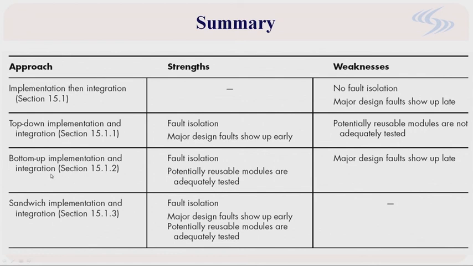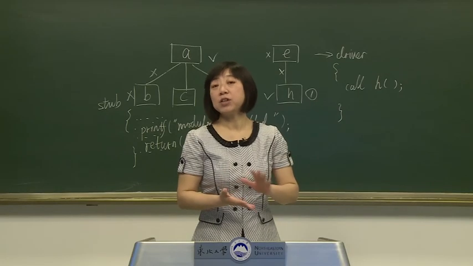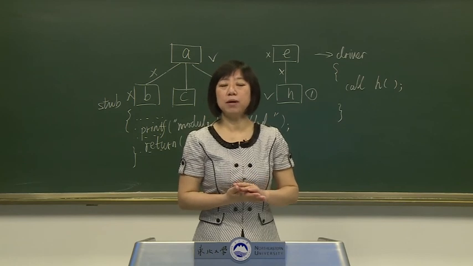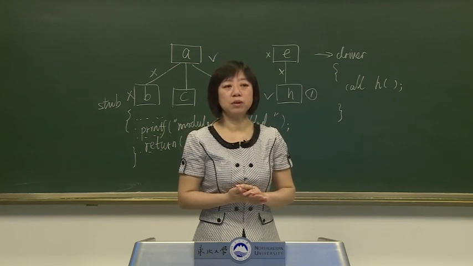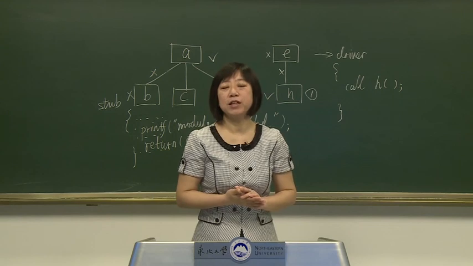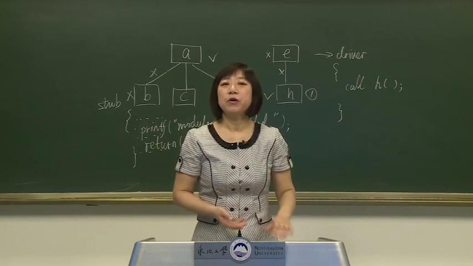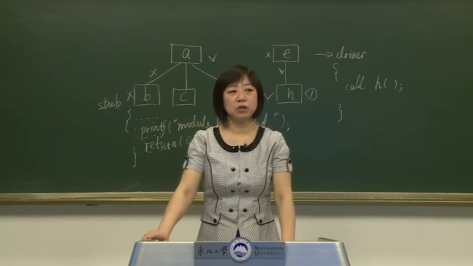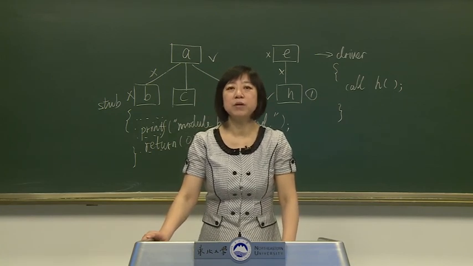Bottom-up implementation and integration. Its strengths are fault isolation and potential reusable modules are adequately tested, but major design faults show up late. Finally, sandwich implementation and integration. Its strengths include fault isolation and major design faults show up early, and potentially reusable modules are adequately tested. Well, it has no weaknesses. So we find that actually sandwich implementation and integration will be a good choice.